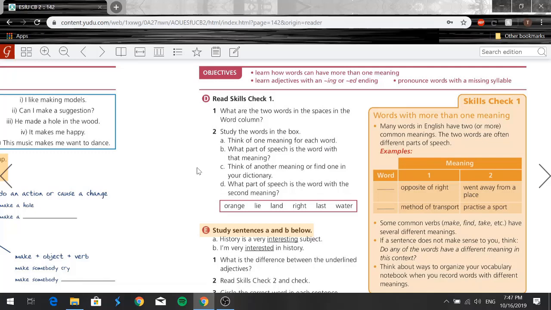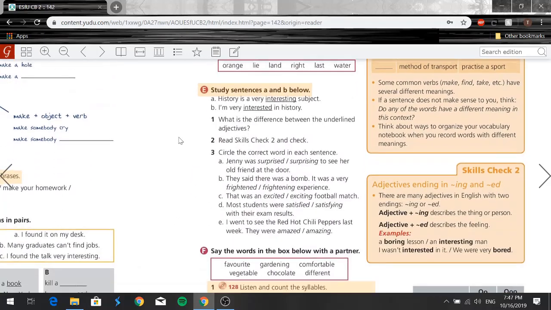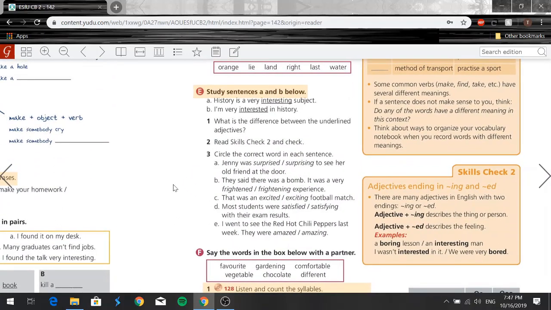Okay? So I think I did all of these without noticing. So think of one meaning in each word. Already did that. What part of the speech is the word with that meaning? We said it was either a noun, a verb, and I said some of them. Think of another meaning or find one in your dictionary. Did that. And what part of speech is the word with the second meaning? Did that as well. Now let's go to exercise E here. Actually, let's go to skills check 2 first.